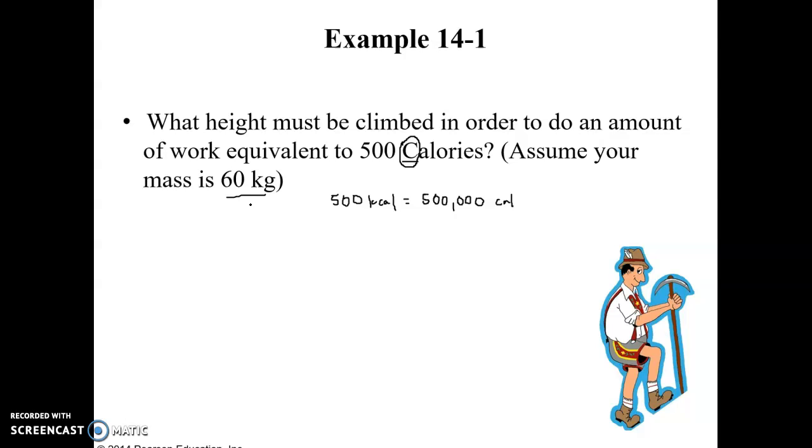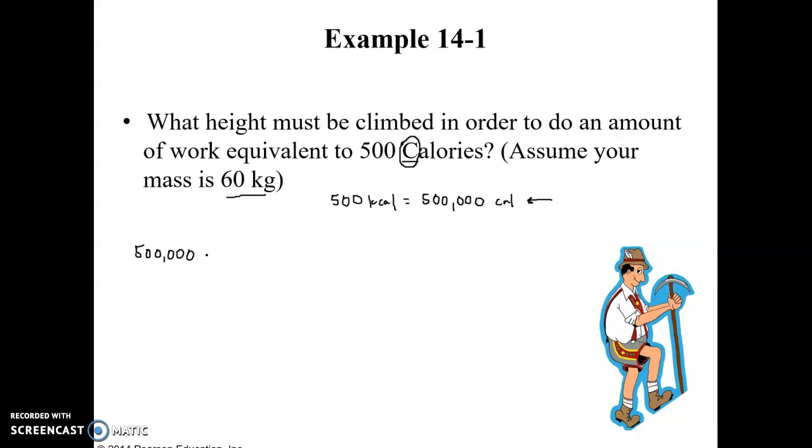So how high do we have to go? How high do we have to lift this mass in order to create this much energy, or to burn off that much energy, or to do an amount of work equivalent to that? I suppose are all different ways of expressing this problem. So first of all, let's convert our calories into joules so that we can work with newtons and meters, units that we're used to.